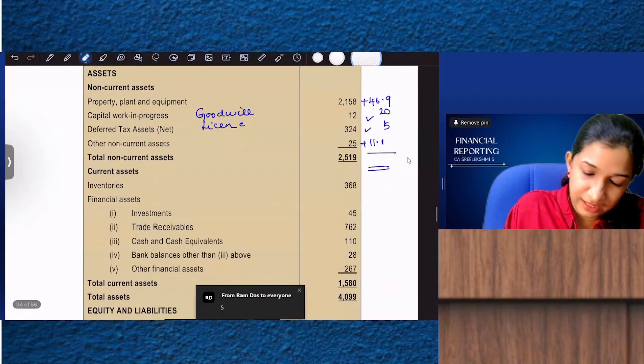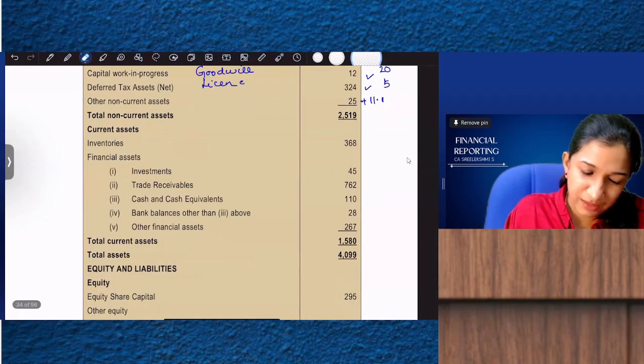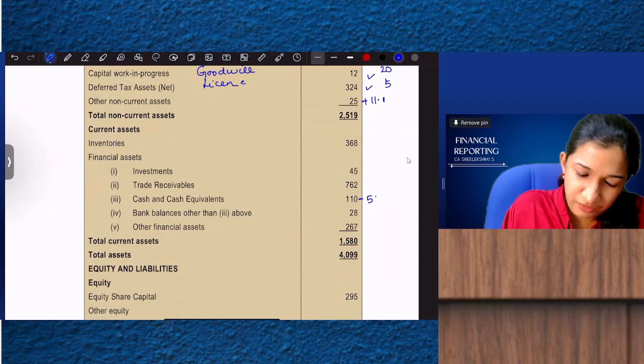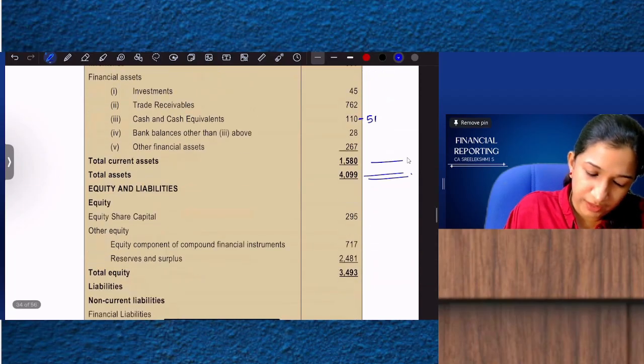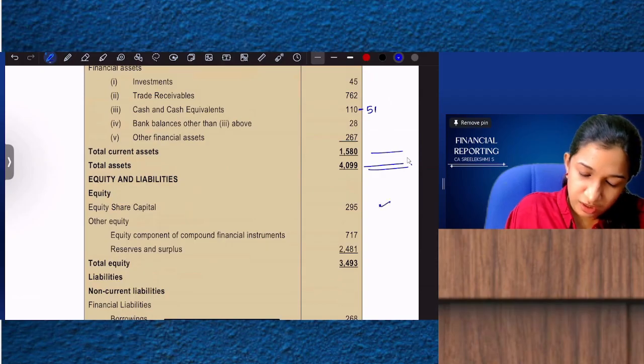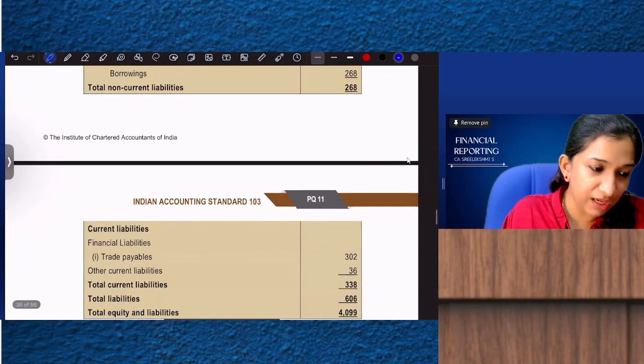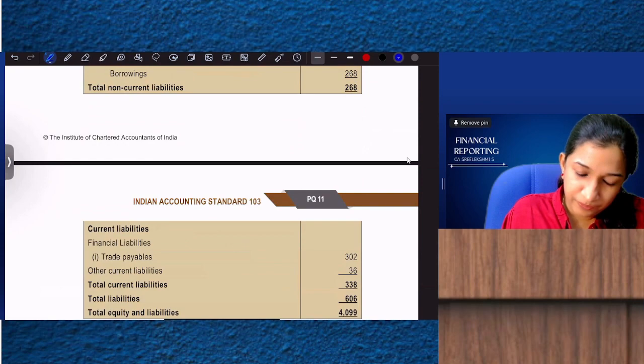Asset side has not completed. Inventories, no change. Investments, trade receivables, cash and cash equivalents, minus 51. Equity share capital, no change. Equity component, reserves and surplus, no change. There is a non-current liability which we acquired, 32.